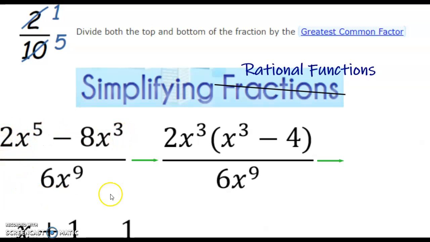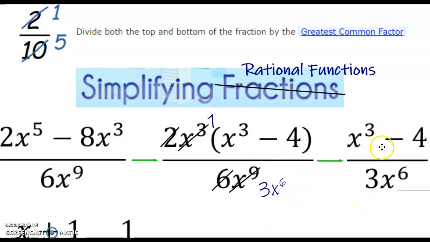If we are given this rational expression, 2x to the 5th minus 8x to the 3rd over 6x to the 9th, and we have to simplify it, we need to find a GCF, or common factor, to both the numerator and the denominator that we can divide out. So I factor out the GCF from my numerator, and I compare it to my denominator, and I see that they do have commonalities. I can reduce my 2 and my 6, and my x to the 3rd and my x to the 9th. When I do that, I'm left with just 1 at the top and 3x to the 6th at the bottom. So now I can rewrite my answer as x to the 3rd minus 4 over 3x to the 6th.